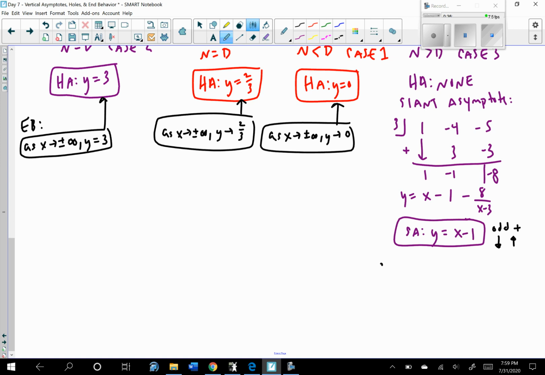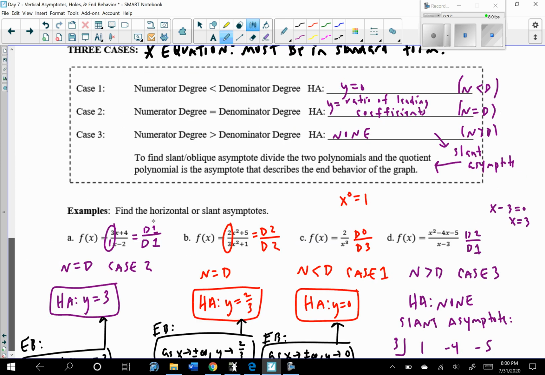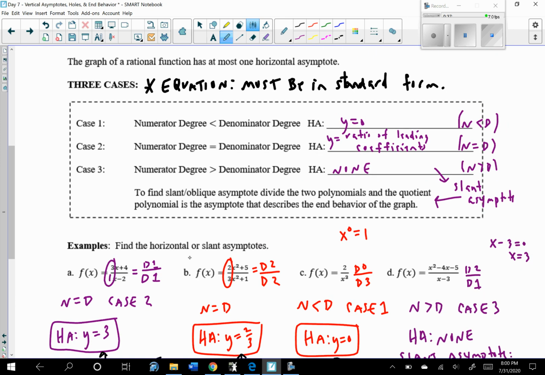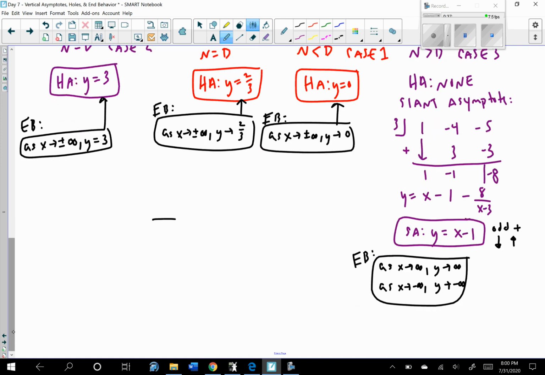So we have to write this separately. As x approaches infinity, your y values go towards infinity. And as x approaches negative infinity, the y values approach negative infinity. So this is the end behavior. Now, technically, this wasn't part of the question. It was just asking us to find the horizontal or slant asymptotes, but you might have some questions that ask you to find the end behavior, so that's why I wanted to take a look at it. And that's it.